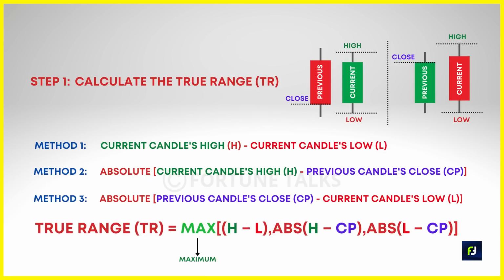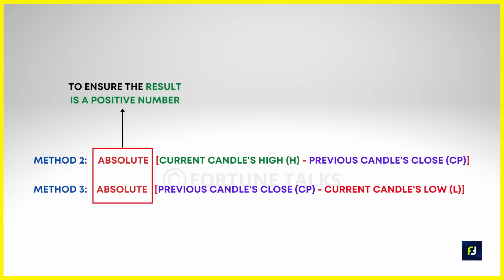And as I have mentioned, the true range will be the maximum of these three values. Now, there is a reason why we use absolute values in methods 2 and 3. It is just to ensure that the final result is a positive number. After all, Mr. Wilder was only interested in measuring the distance between the 2 points and not really the direction.